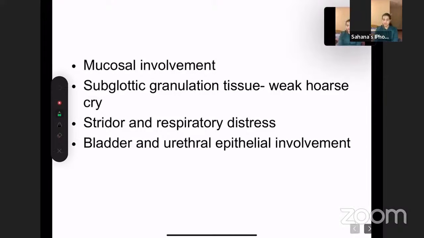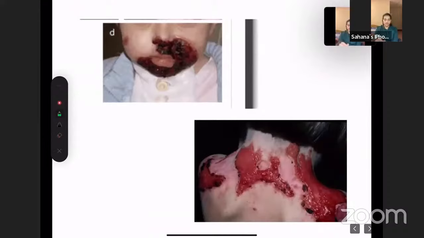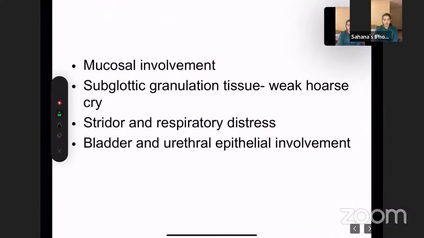I don't know if you noticed in this picture that this child had a tracheostomy. This was a tracheostomy which was performed in this child because of stridor and a lot of perioral granulation tissue. The perioral granulation tissue is actually an indication that there is involvement of the underlying trachea. So it causes stridor, respiratory distress, and ultimately can lead to death. There is also involvement of the bladder and urethral epithelium. So that leads to a lot of complications, again, stricture formation, phimosis, all these complications.